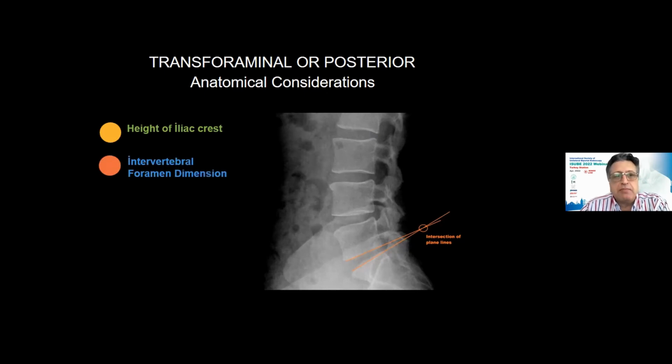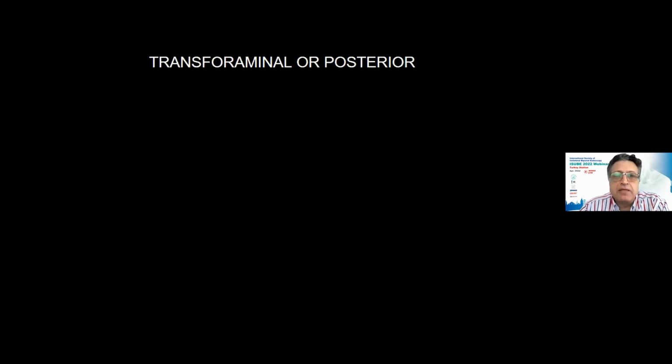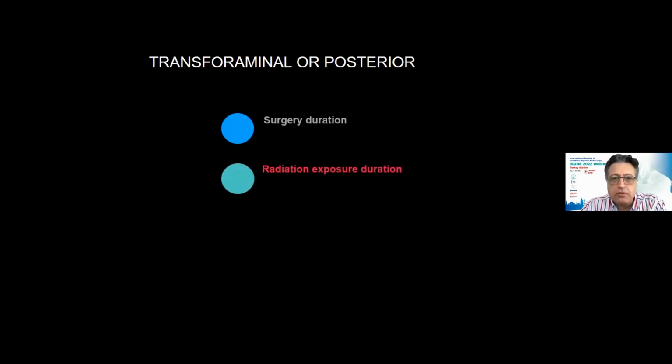And also there are some anatomical difficulties due to the dimensions of the L5-S1 intervertebral foramen. But there are not only anatomical difficulties, there is also the surgery duration that we have to take into consideration, because when a transforaminal surgery is difficult, it takes time, and we also have a long radiation exposure duration that we have to consider, not only for the surgical team but also for the patient.